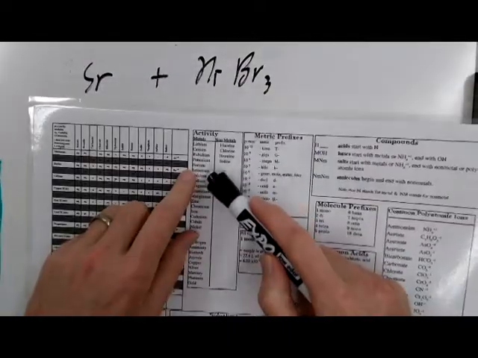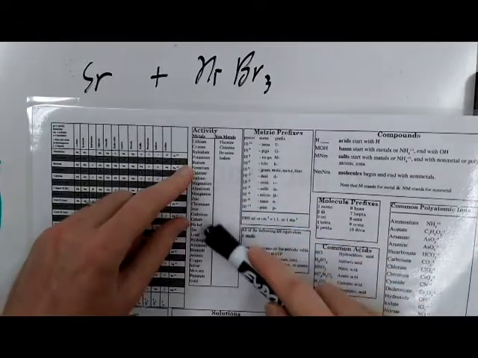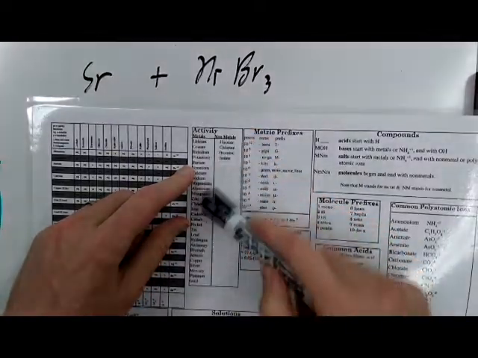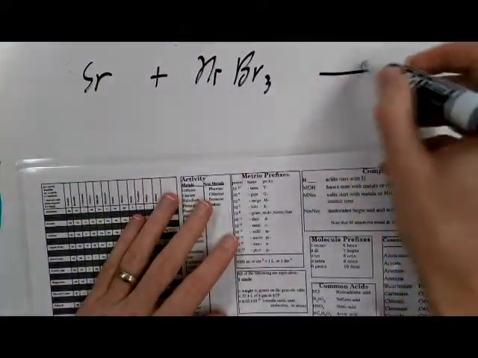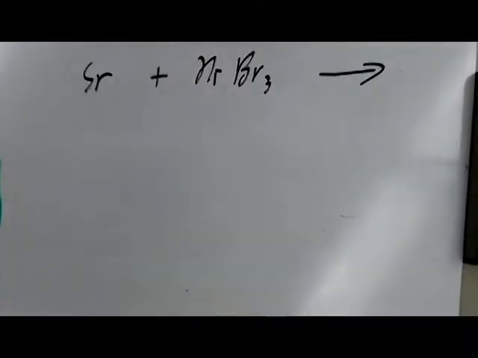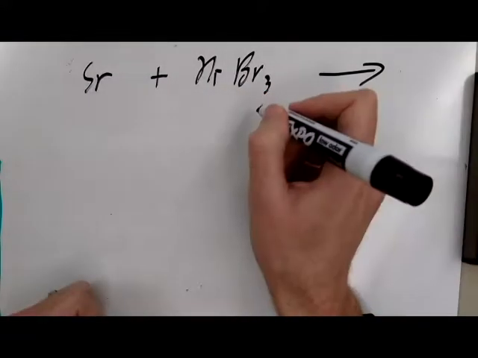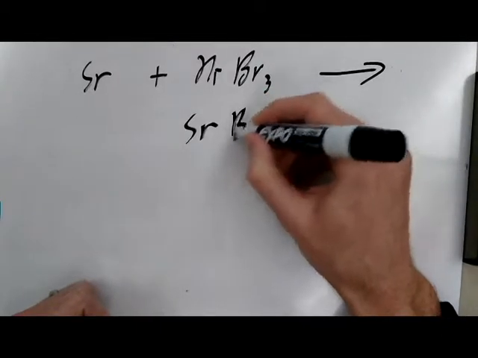And now let's go and compare to where our nickel is. So looking through to find nickel, and nickel's clear down here. So strontium is going to knock nickel out of this place here because it's higher on the chart. So draw our reaction sign there. The strontium is now going to take the place that the bromine was in. So we have strontium, and we have bromine.